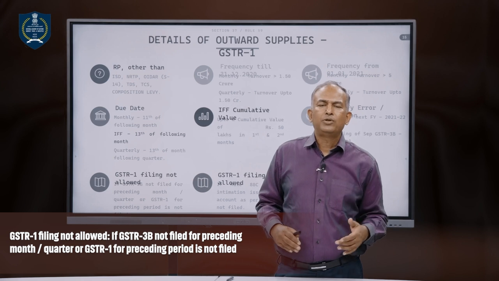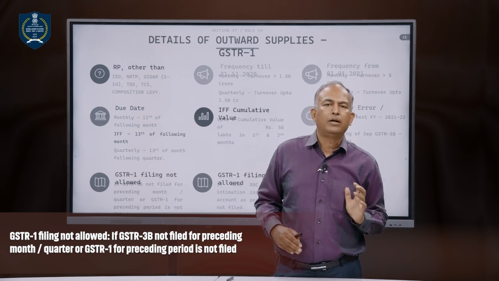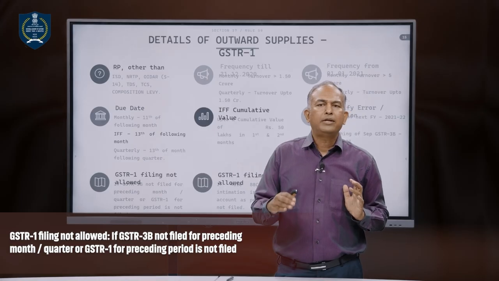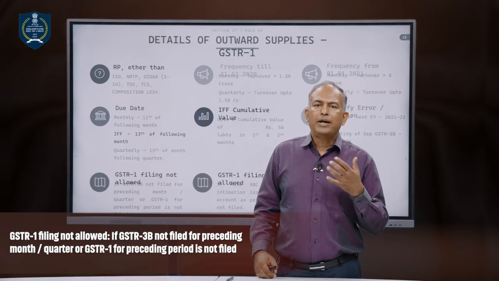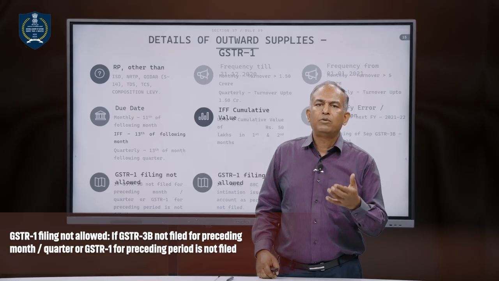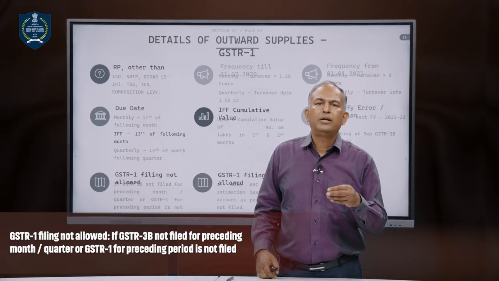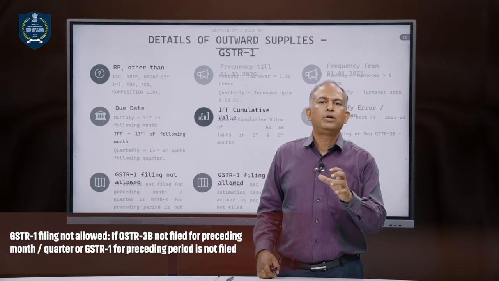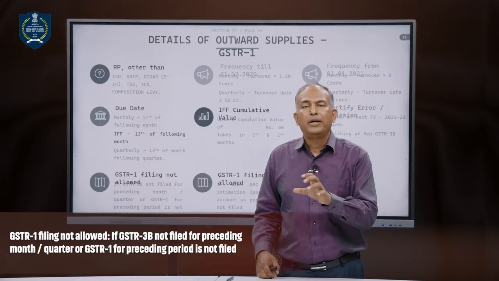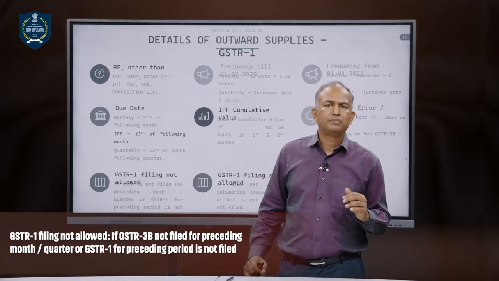The second situation is, if the GSTR 3B of a tax period is not filed, then the next GSTR 1 cannot be filed. Again, come back to this example. The taxpayer has filed his GSTR 1 for March 2025, but he has not filed the GSTR 3B for March 2025. The system will not allow the taxpayer to file his April 2025 GSTR 1. That is the second situation.